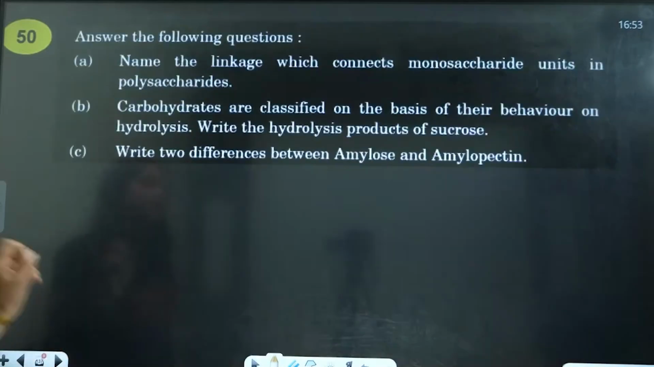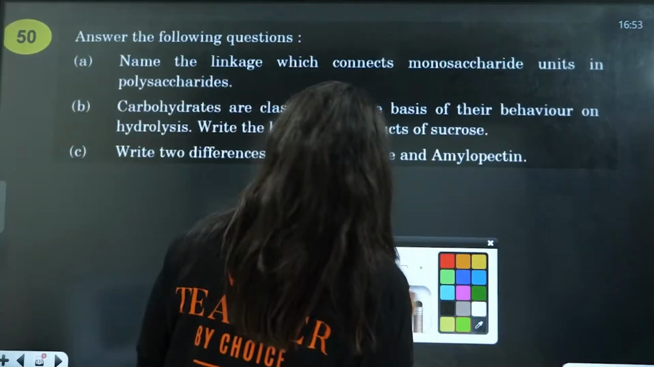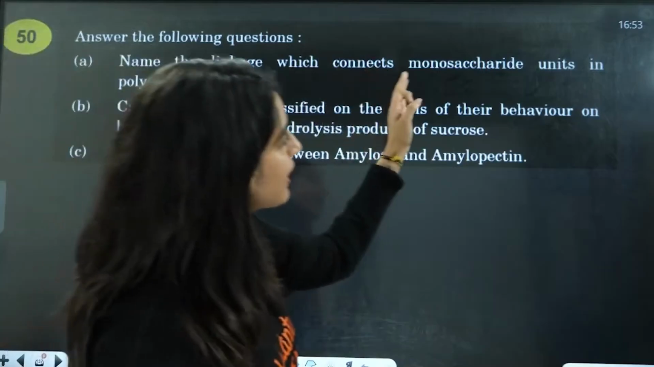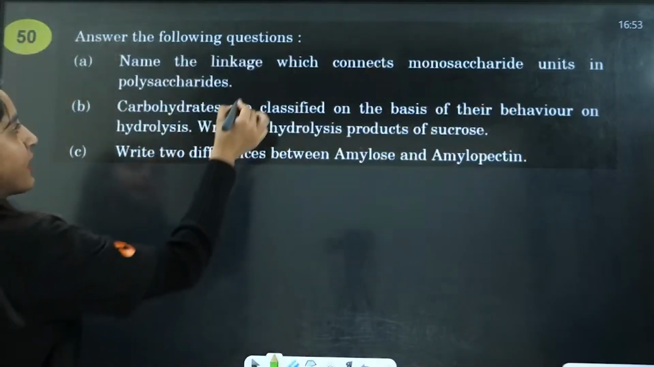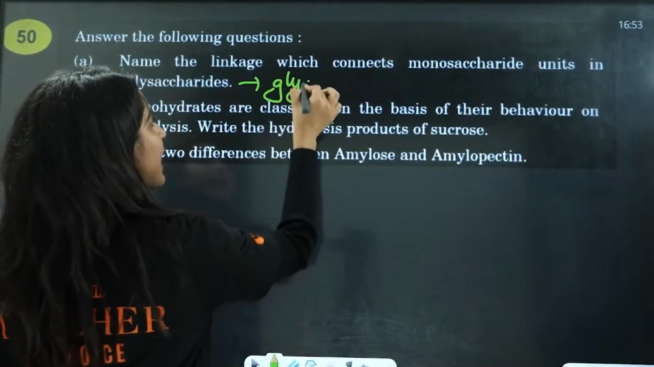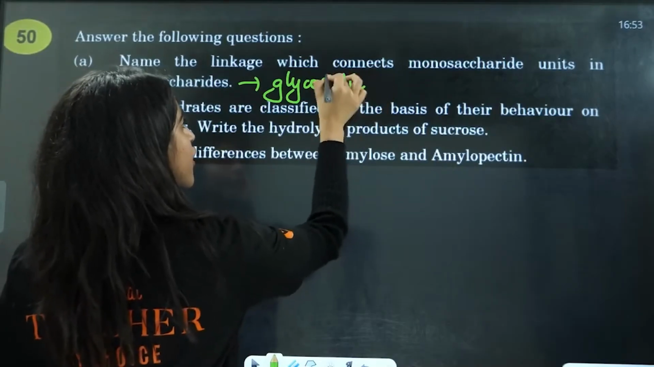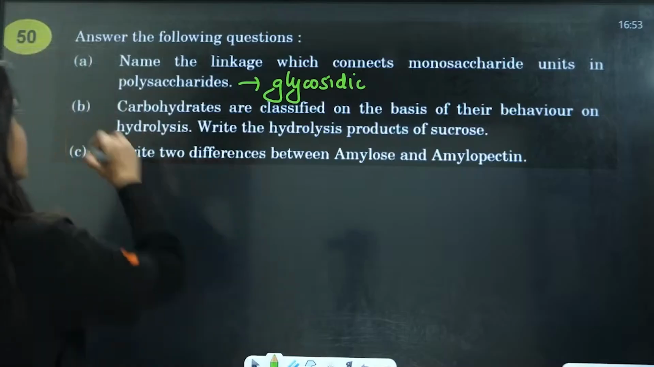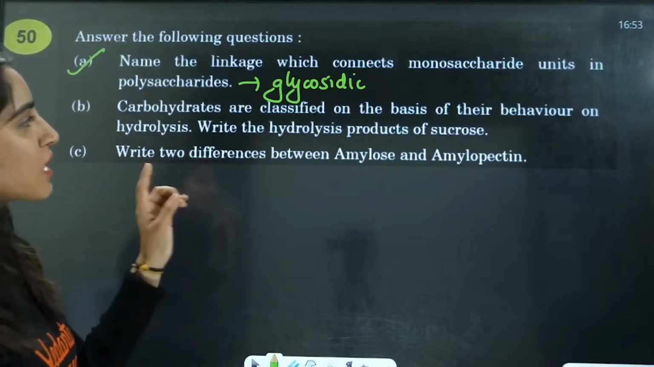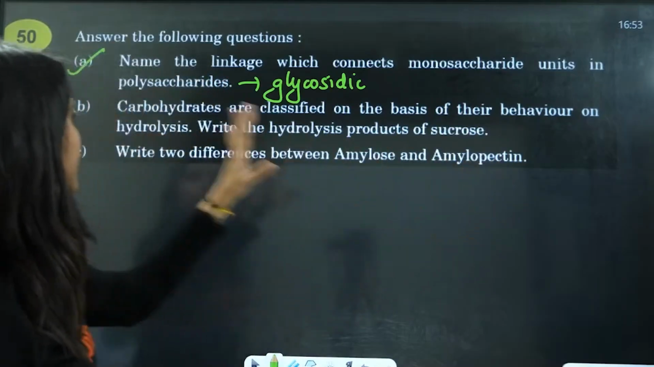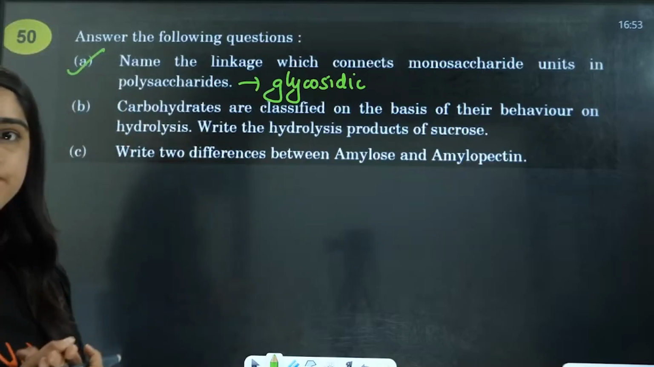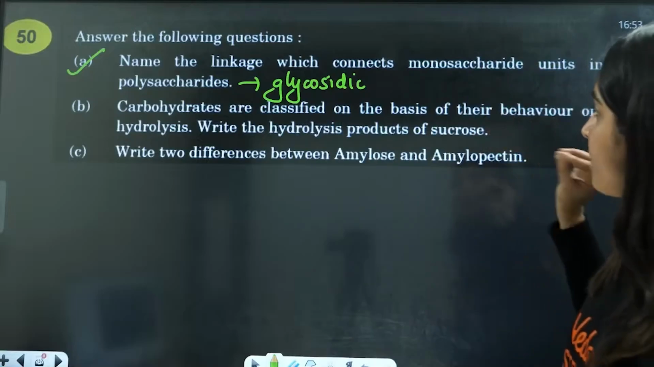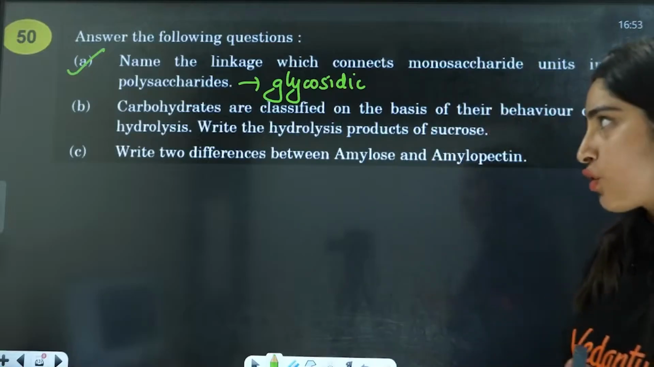Now is the last question of today. Name the linkage which connects monosaccharide units in polysaccharides. The linkage is the glycosidic linkage. For proteins, it is the peptide linkage, right? Now, carbohydrates are classified on the basis of their behavior on hydrolysis.